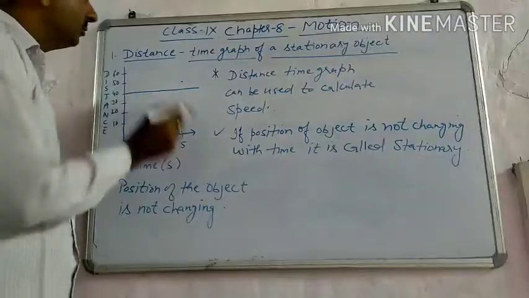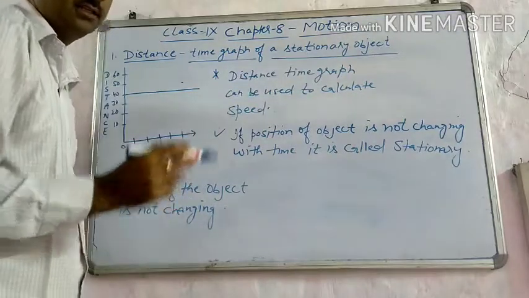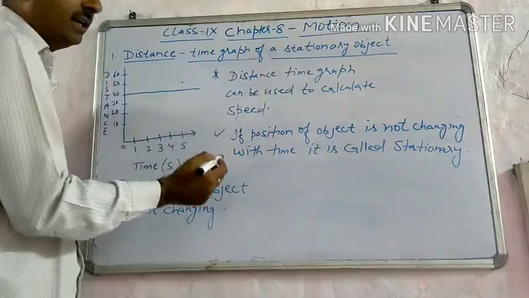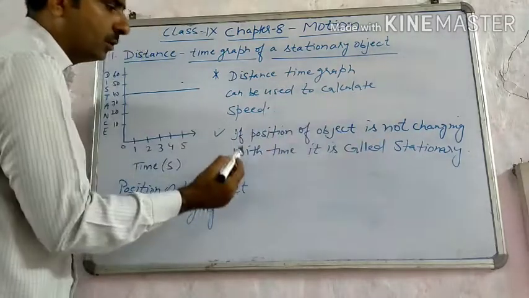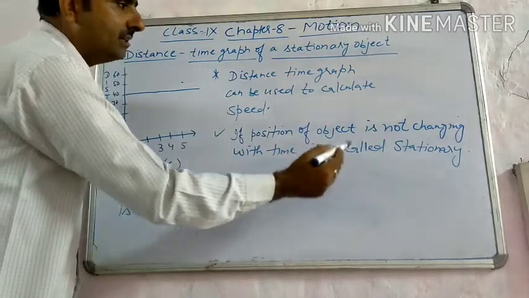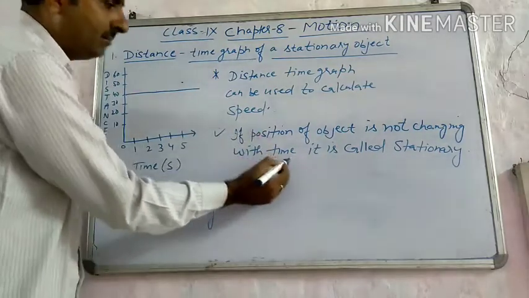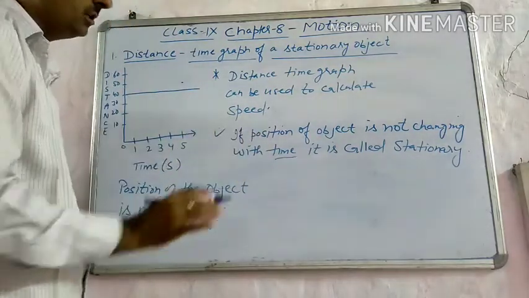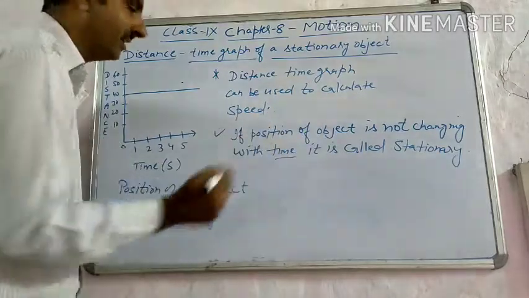Okay, now student, distance time graph of a stationary object. Stationary object क्या होती है? If a position of object is not changing with time, it is called stationary. अगर किसी ऑब्जेक्ट की पोजीशन टाइम के साथ चेंज नहीं होती तो वो क्या कहलाती है? स्टेशनरी ऑब्जेक्ट कहलाती है, उसकी पोजीशन स्टेशनरी है.